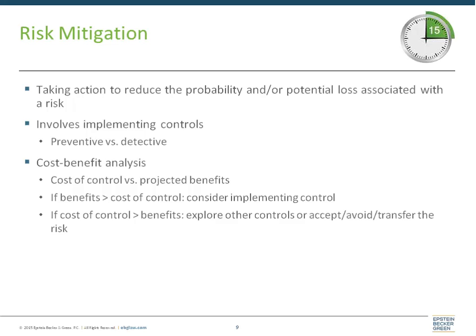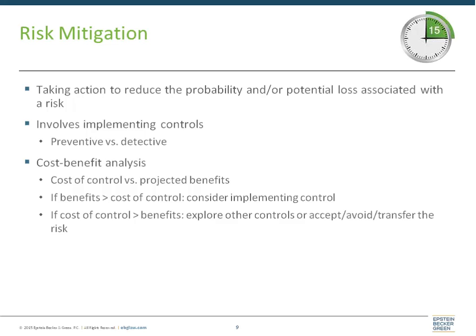Now, as with most risk management, it comes down to a cost-benefit analysis. You have to compare the cost of the mitigating control to the projected benefits. And if the benefits outweigh the costs, then you might want to consider implementing the control. But if the costs outweigh the benefits, then you need to consider other controls or consider a different approach entirely.